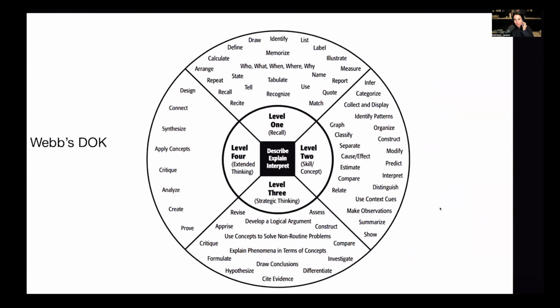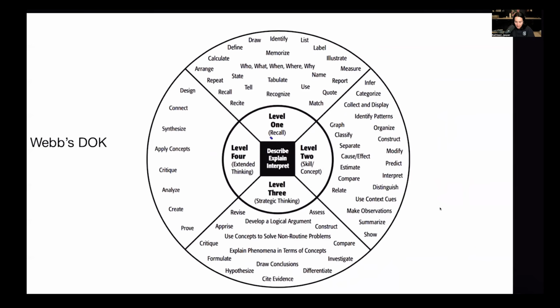And there's been some controversy about this. I am using this diagram because I think it's an easy way to look at Webb's, but I have even read that Webb himself does not like this wheel because he doesn't think that it represents the idea. But for the sake of the presentation today and what I'm talking about, I think the wheel is a good way to present this information.